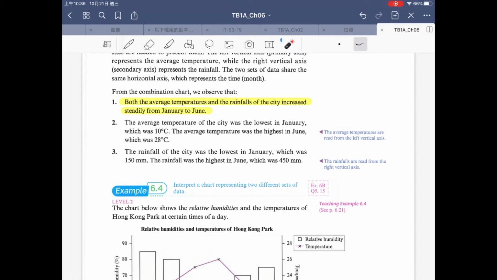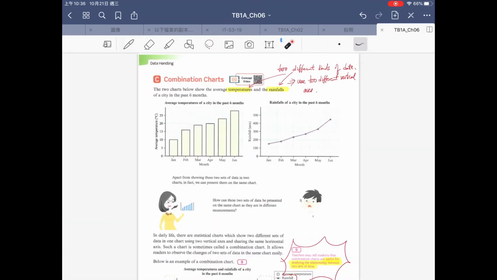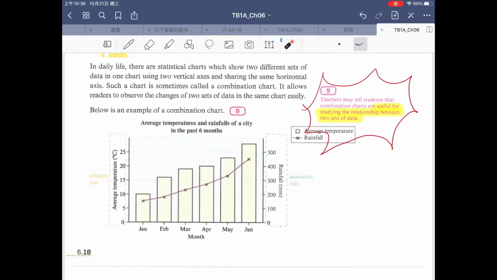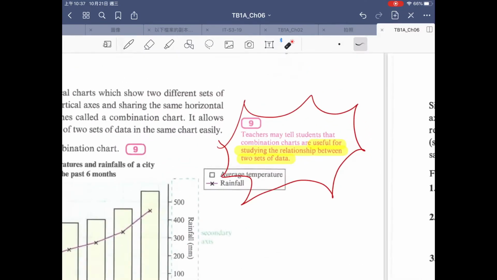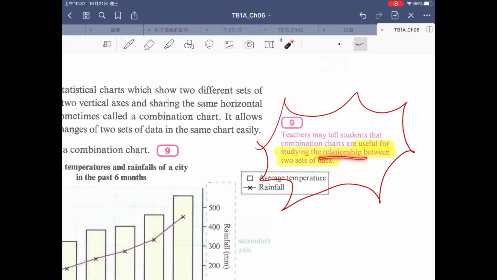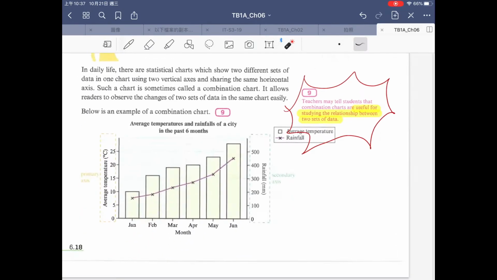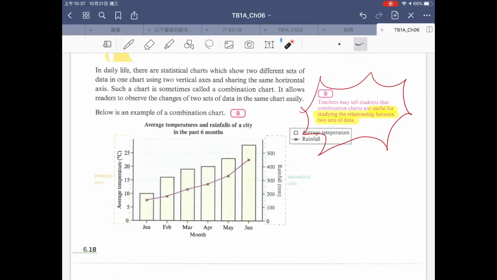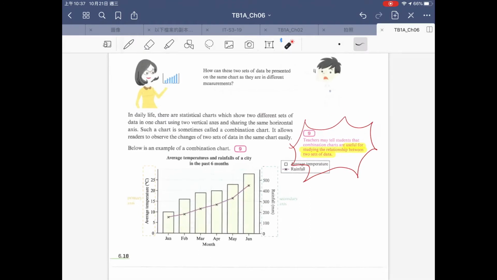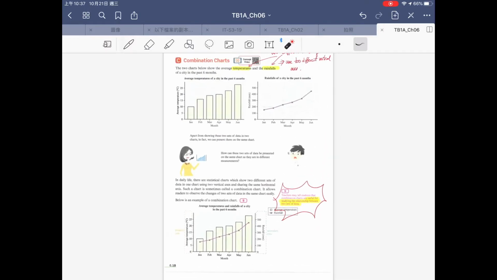Okay, from the combination chart, we observe that when the temperature is increasing, the rainfall will increase too. So we can observe this relationship between these two sets of data. One increase, the other will increase. So it is very useful for studying the relationship between two sets of data.